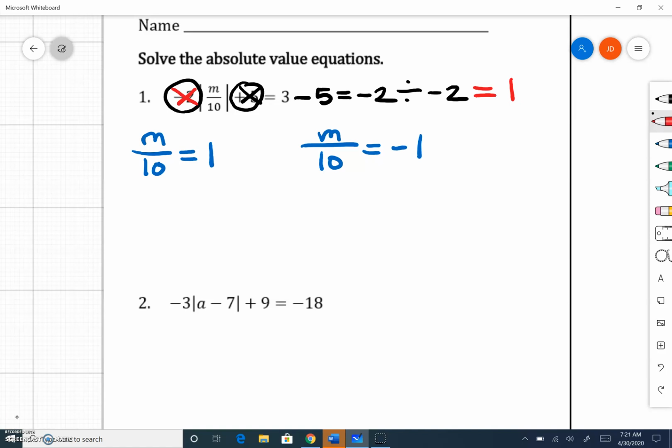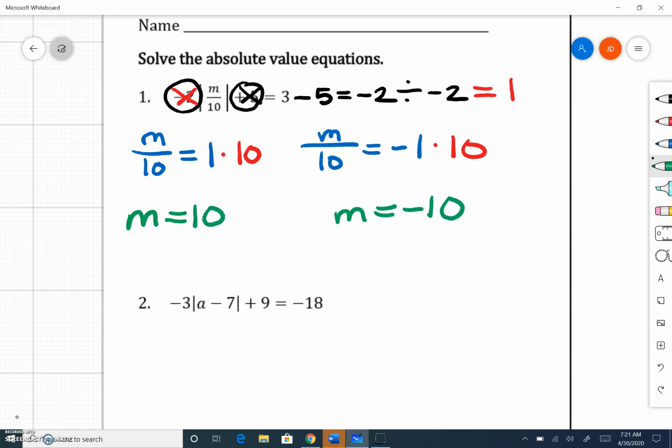When you have a number on the bottom, that tells us that we multiply. Then my 2 answers are m equals 10, m equals negative 10.